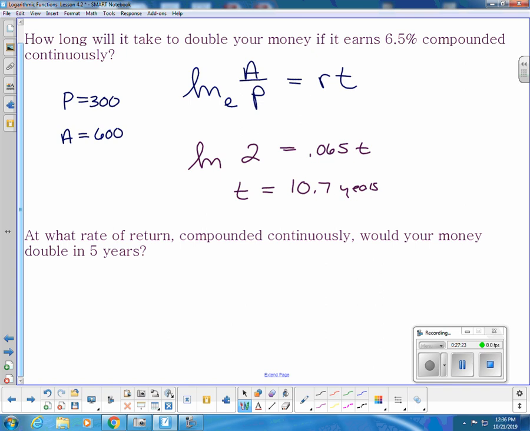At what rate of return? So now we're looking for the interest rate. Same idea. We're doubling our money. If I said tripling, it would be natural log of 3. Doubling the money, compounding continuously. What's your rate have to be in order to double your money in 5 years? Same idea.